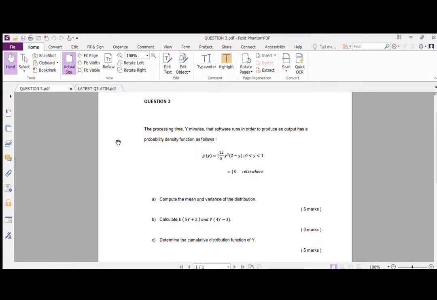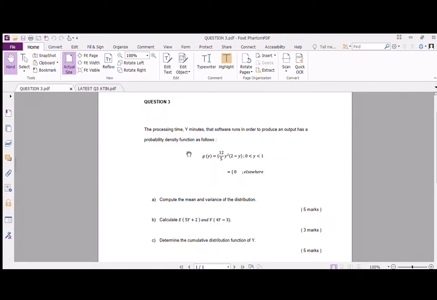Okay, next, we move on to question 3. The processing time y minutes the software runs in order to produce an output has a probability density function as follows here. Then they ask us to find the mean and the variance for this distribution. First of all, we have to know whether this is a discrete or continuous function. By looking at this sentence, it shows probability density function, so this is a continuous function.